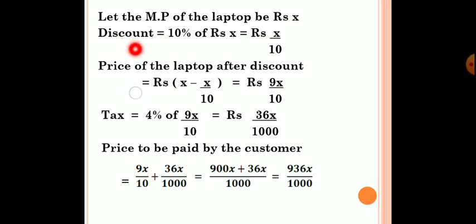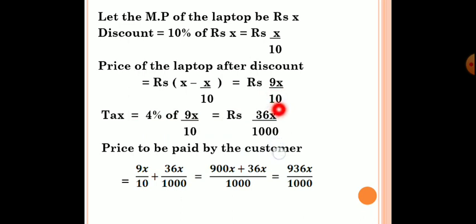So given is the discount, that is 10% of the marked price, which is 10% of X, that is equal to rupees X by 10. Now the price of the laptop after discount is going to be rupees X minus X by 10, that is marked price minus discount. That is, we will take the LCM as 10. So the numerator will have 10x minus x, which is 9x by 10.